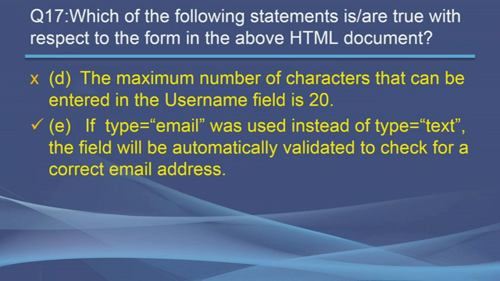Next, E, if type email was used instead of type text, the field will be automatically validated and checked for a correct email address. Now that is important because with HTML5 they've started validating an email address in a particular field. So if you enter an invalid email address, it will show a message that it is not a proper email address format. So it is important that you understand the difference between HTML5 and previous versions of HTML. HTML5 supports email verification in a text field when you enter it into a form.